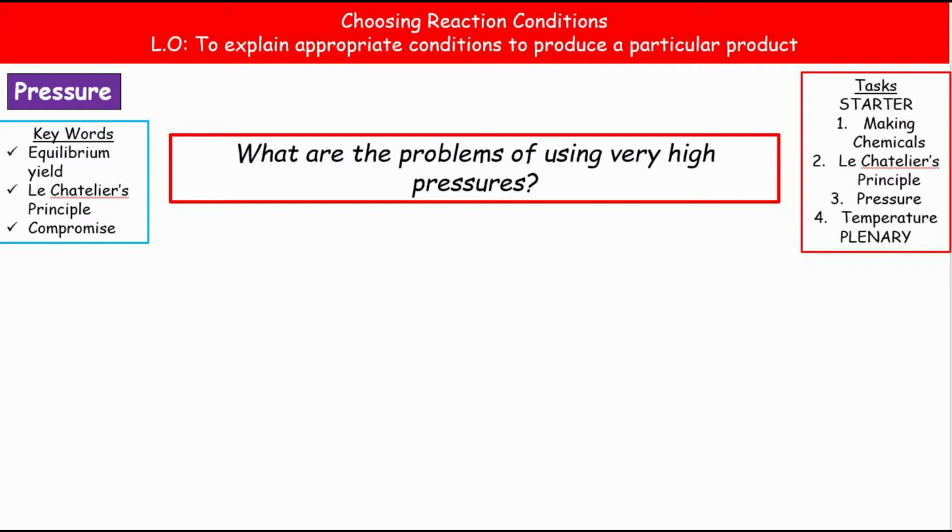So you might be sitting there thinking, okay, if I want to make methanol, then I'm going to crank up that pressure as high as I can possibly get it. So give me some ideas in your books about the problems of using very high pressures. Just going to give you a minute to make a bullet point list of any problems of using high pressure.